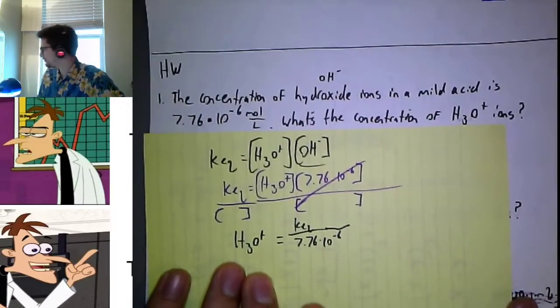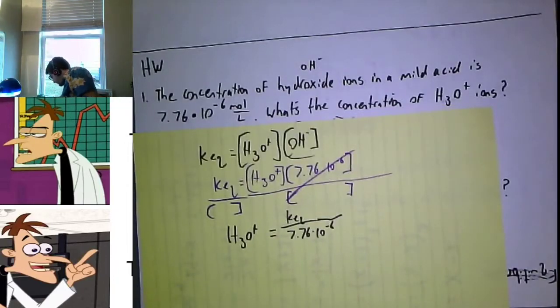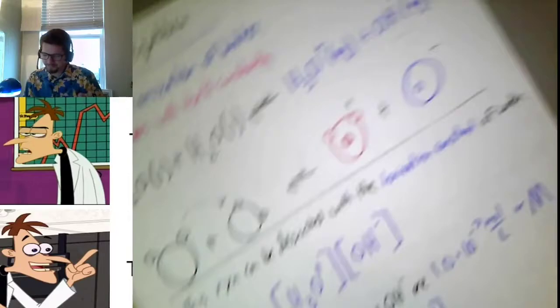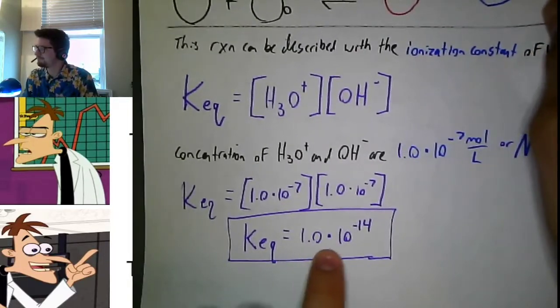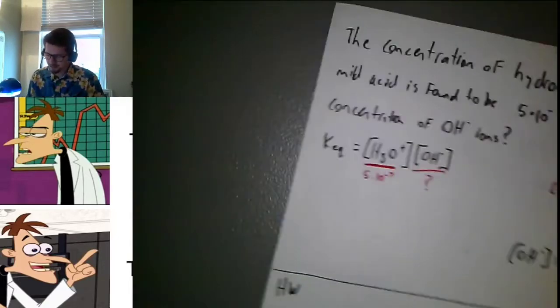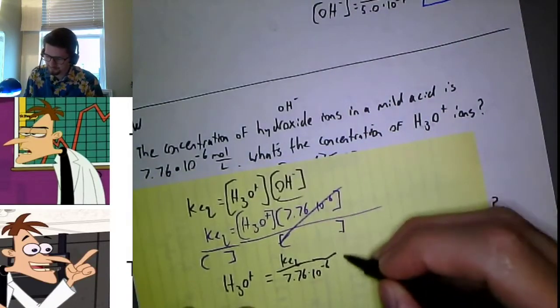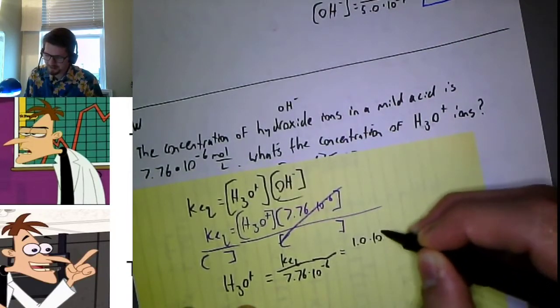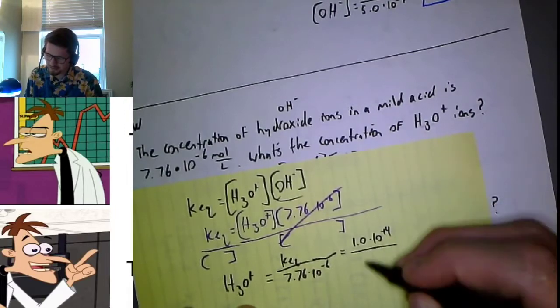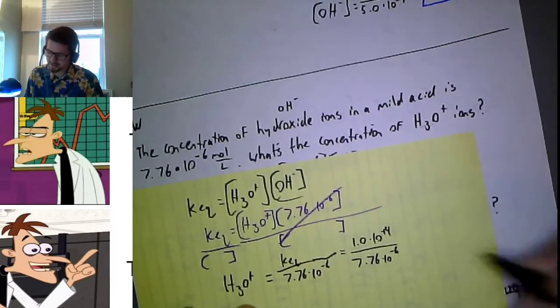What is my KEQ? Well, if we look at our notes from yesterday, which I should have right here, where are they? Oh, they're literally right here. What is KEQ? 1.0 times 10 to the negative 14th. So I'm just going to plug that number in. So that gives me 1.0 times 10 to the negative 14th divided by 7.76 times 10 to the negative 6th.